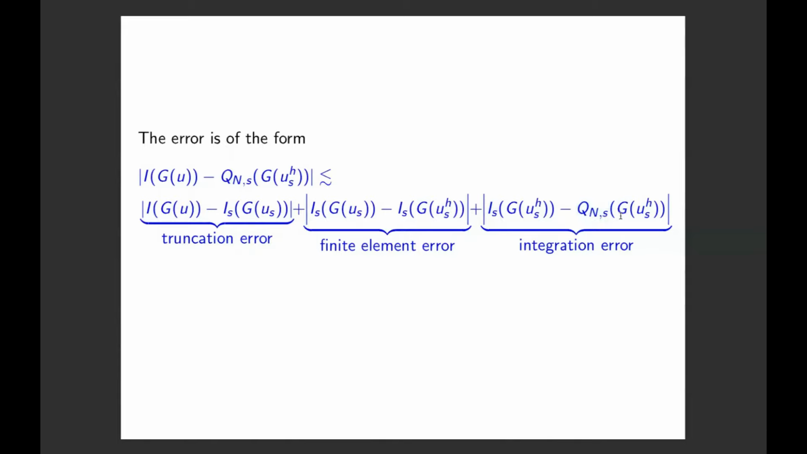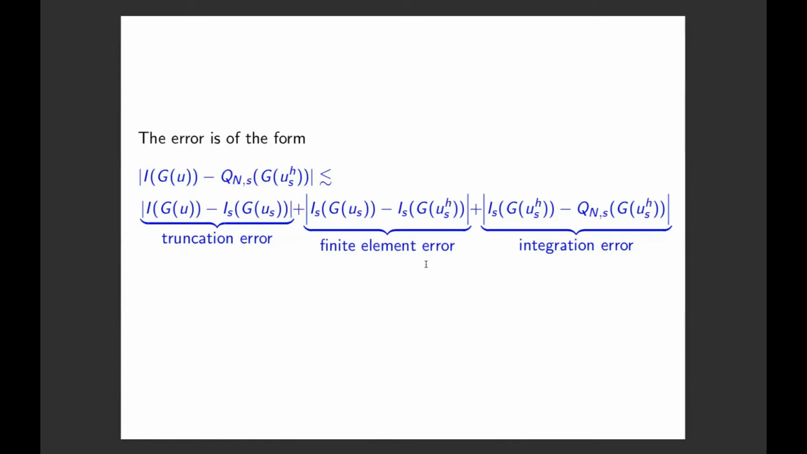Now, if we want to obtain a good approximation, if we want to make the error small, then what we need to do in this situation is make all three errors small. We need to make the truncation error smaller by increasing s. We need to make the finite element error smaller by decreasing the finite element mesh width. And we also need to decrease the integration error by using more sample points.